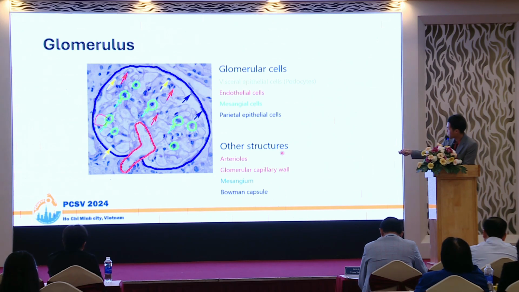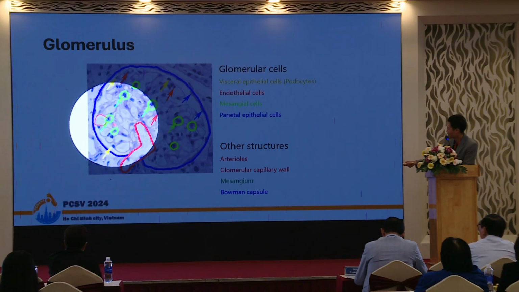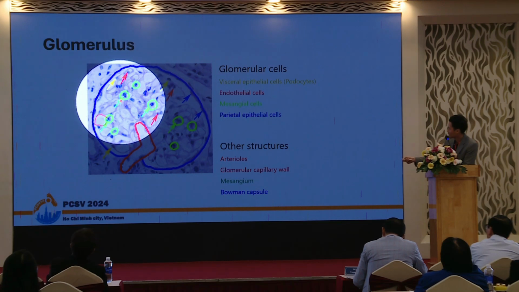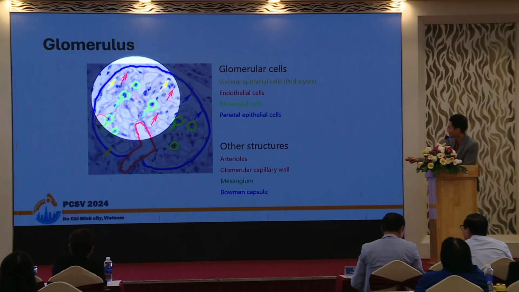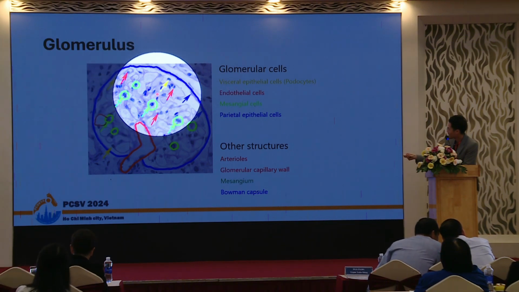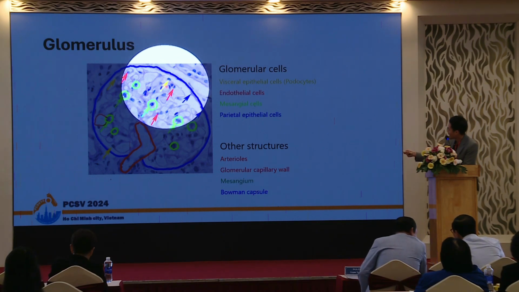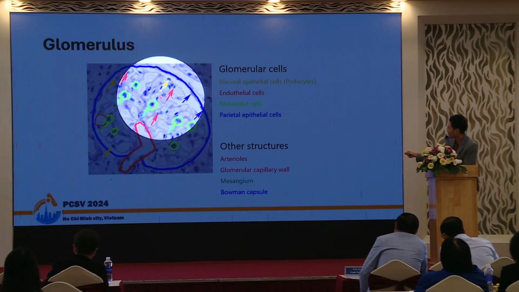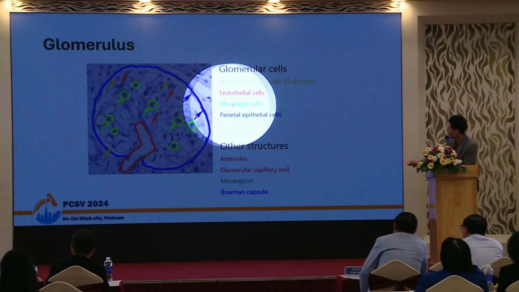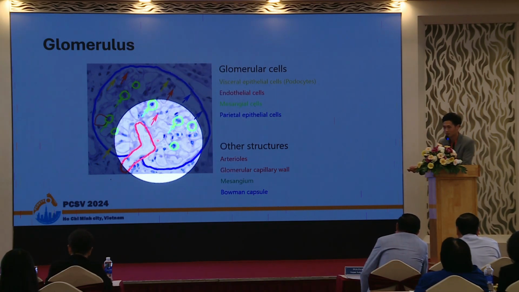These are the basic cells and structures of the glomerulus. Blood comes from the arteriole to the capillary, and inside the capillary there are endothelial cells. The mesangium anchors the capillary and keeps the structure, and within it there are mesangial cells. Outside the capillary wall lie the visceral epithelial cells, or podocytes, and the sac that includes the glomerulus is called Bowman's capsule, and the parietal epithelial cells are attached to it.